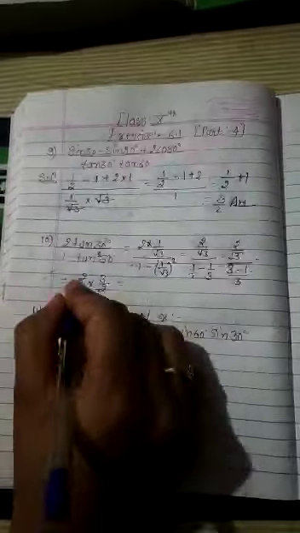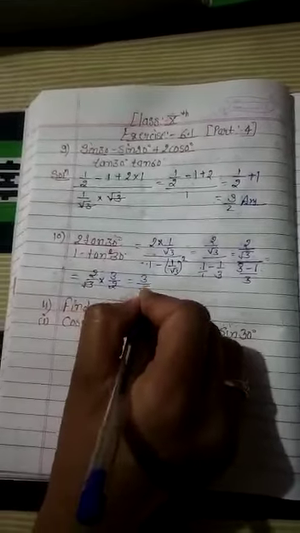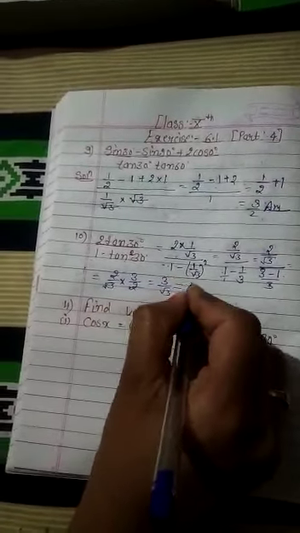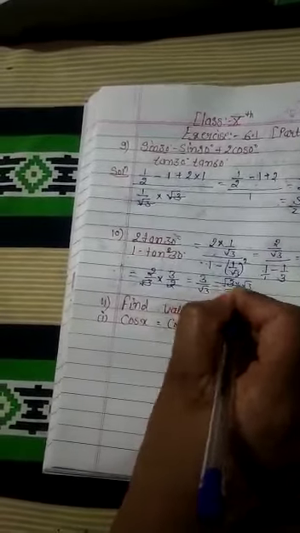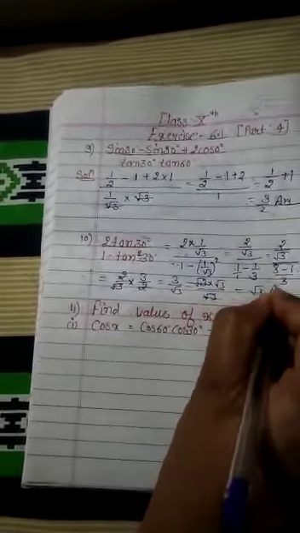So 2 and 2 cancel out, 3 upon root 3, and we can write 3 as root 3 into root 3, upon root 3. So finally we will get the answer root 3.